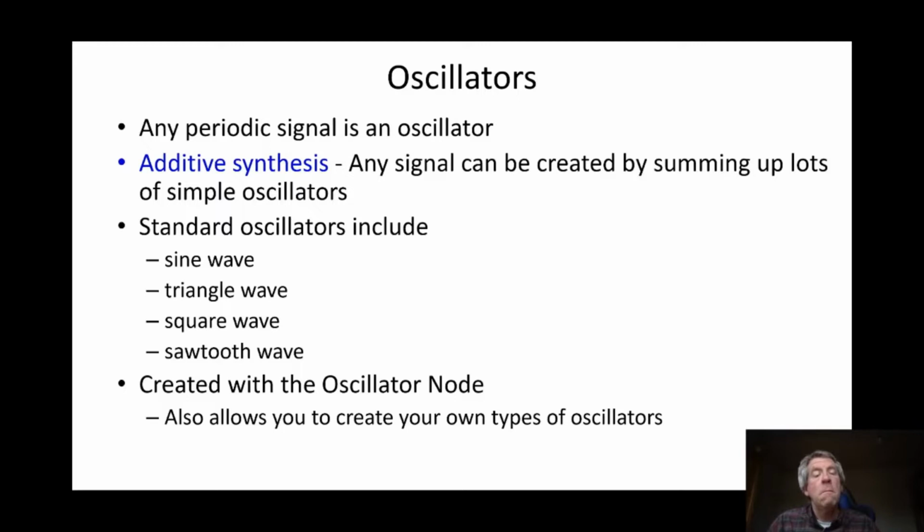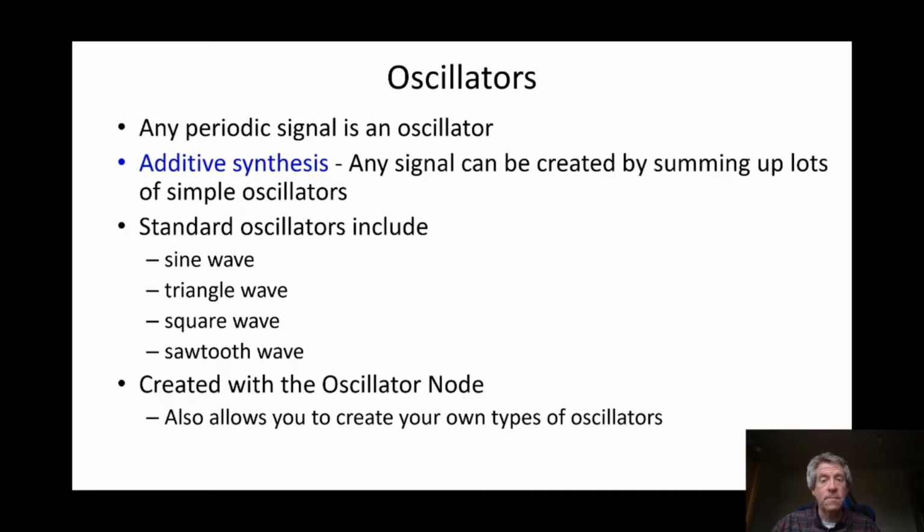All of those standard oscillators can be created in the Web Audio API with what is known as the oscillator node. It's one of the methods for the audio context, or you can create an audio node directly for any given audio context. In addition to the sine, triangle, square, and sawtooth, the oscillator node also allows you to create your own types of oscillators. We'll talk about that. In fact, that will be most of what we will be discussing in this recorded lecture.